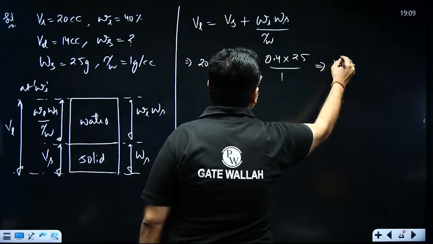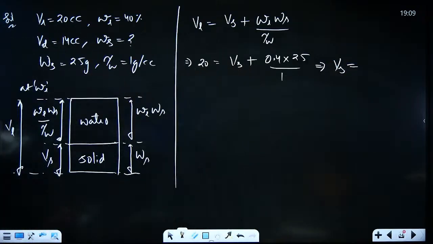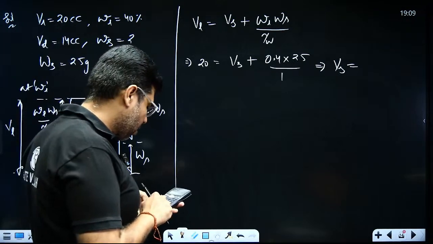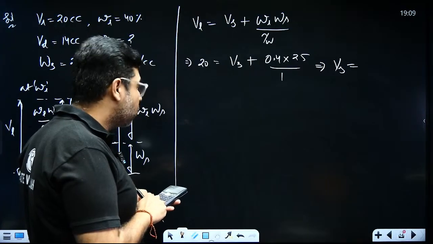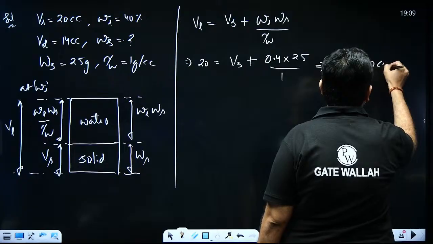So this implies my Vs will come out to be how much? Please solve this, find out the value of Vs. What is the value of Vs you are getting? Tell me fast, my dear friend. Very beautiful question. Very interesting question. So Vs is coming out to be 10 cc.